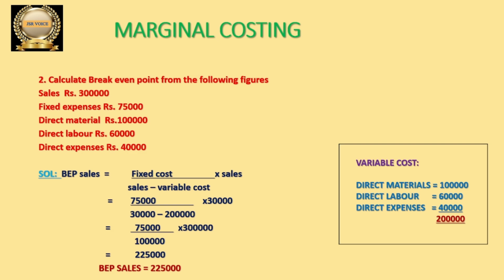So let us substitute the values now. In the next step, all values are substituted. In the place of fixed cost, 75,000, and divided by, in the place of sales, 3 lakhs. Actually that is 3 lakhs. That is a printing mistake. You can check that. So not 30,000, that is 3 lakhs, students. Okay.